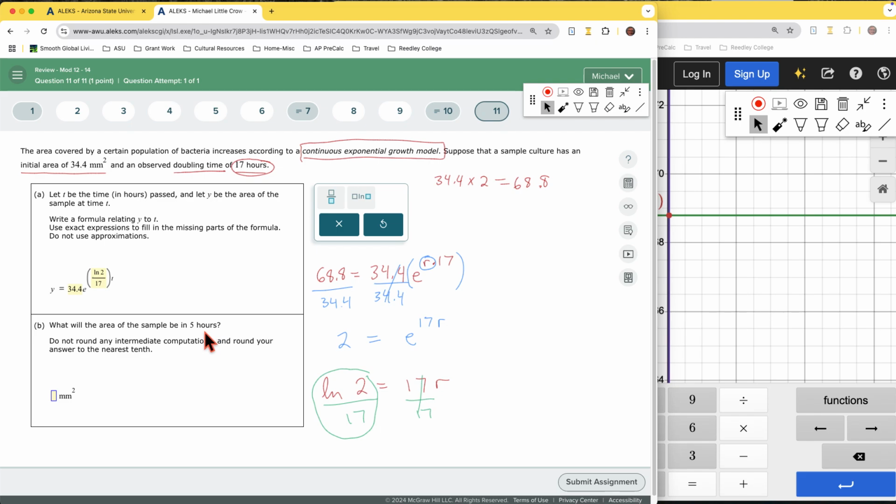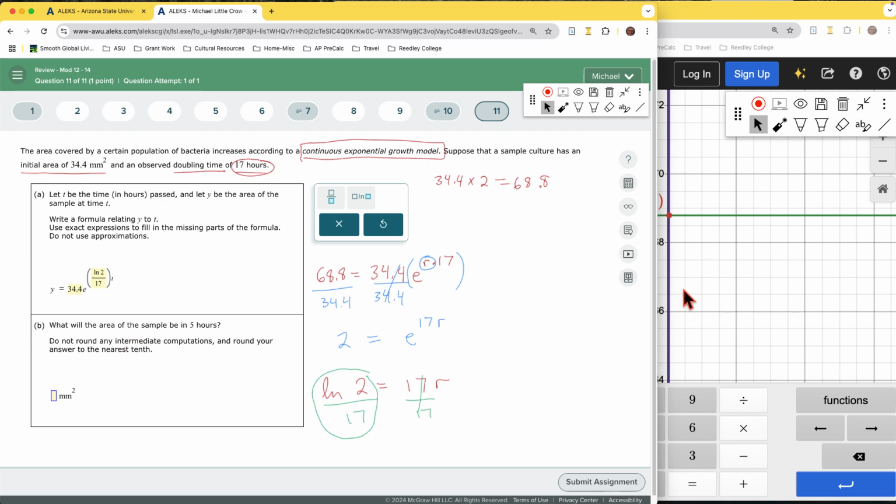And then the second part of the question is going to ask us to say, well, how much will there be in 5 hours? Well, certainly less than half, so certainly not 68.8. But what we do is we just take our equation now and we plug in 5. In this one, we want it rounded to the nearest tenth.